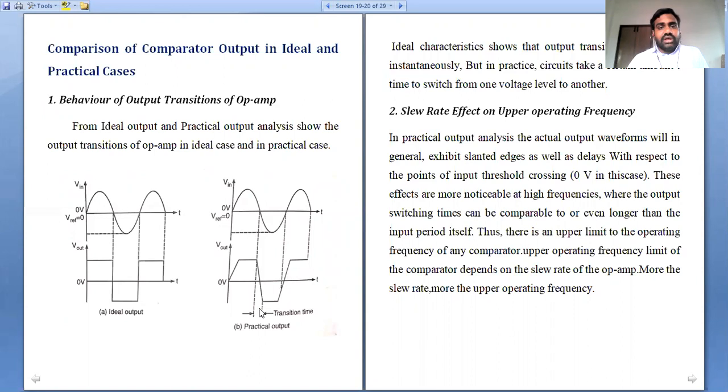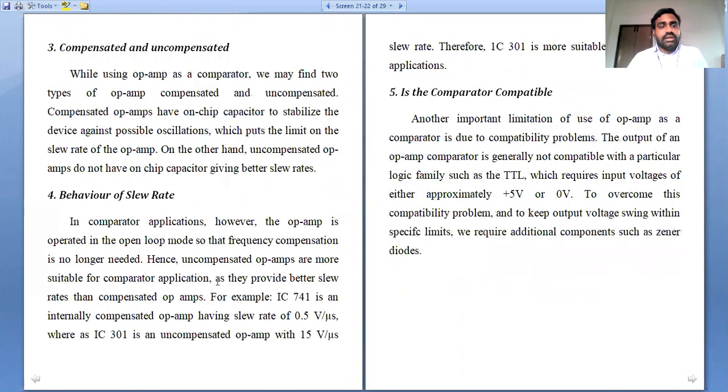We saw the upper operating frequencies, like high frequencies, as one of the impacts, and slew rate as another impact. That can be eliminated by using a compensating capacitor, an on-chip capacitor known as a compensating capacitor. We saw the difference between a compensating capacitor and an uncompensated device, and the behavior of slew rate in a frequency compensated integrated circuit and an uncompensated integrated circuit. Next we saw how to make the comparator more compatible.